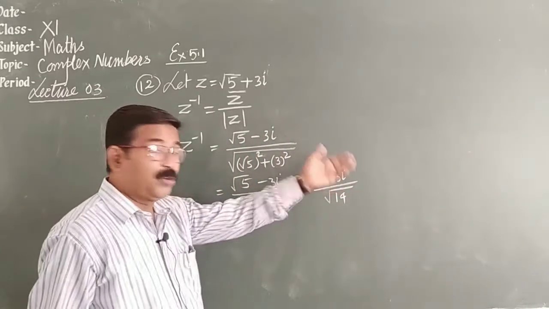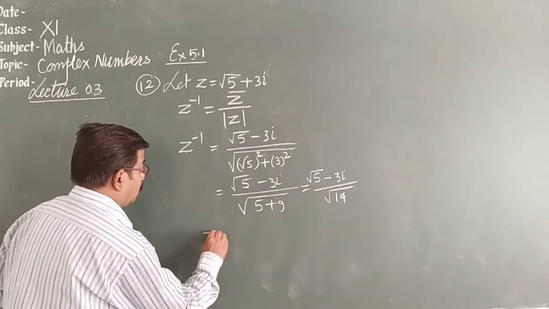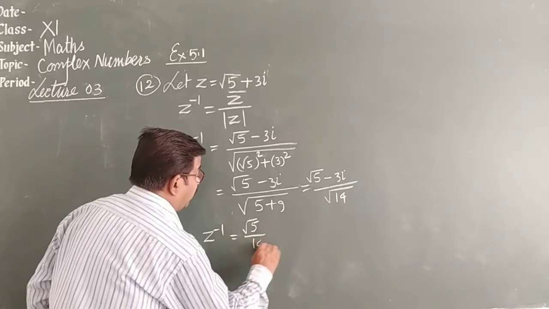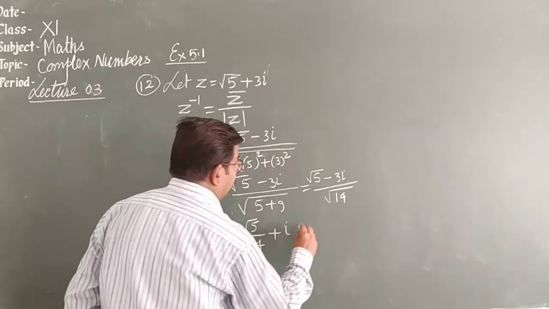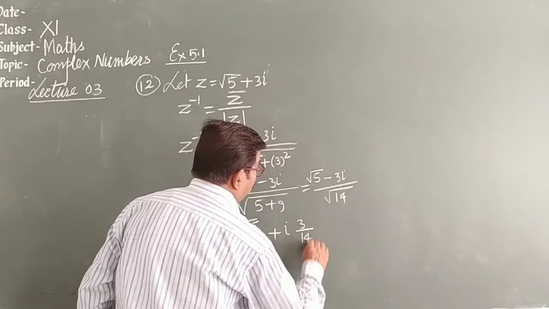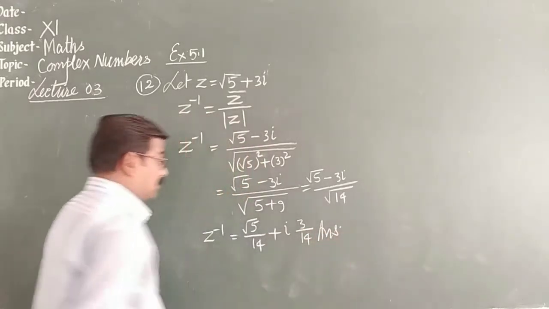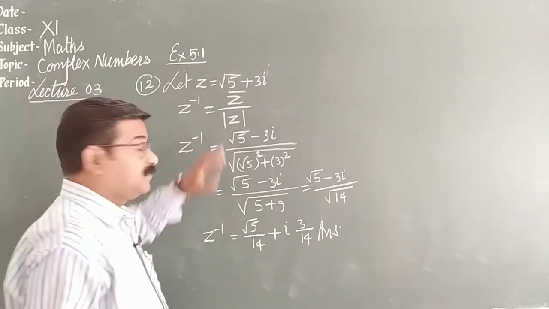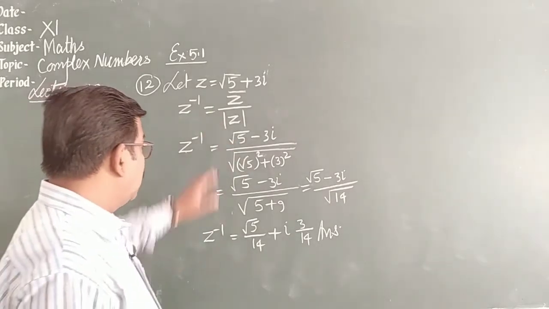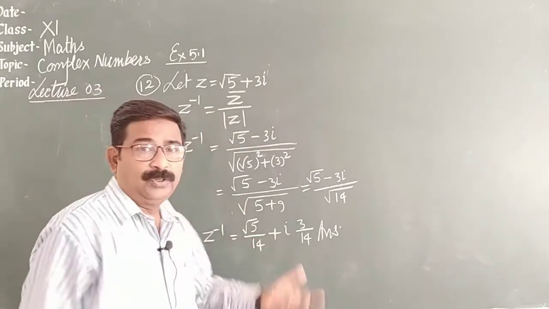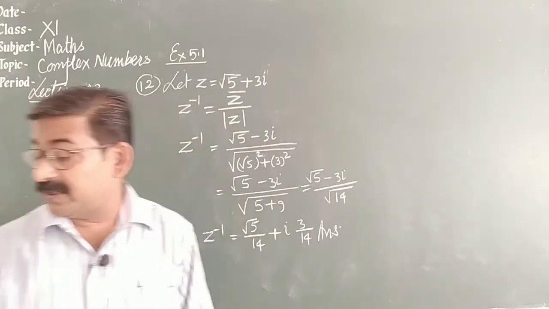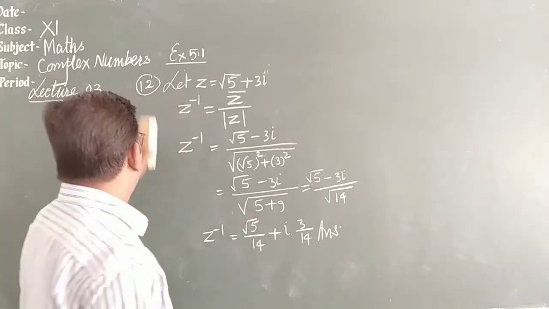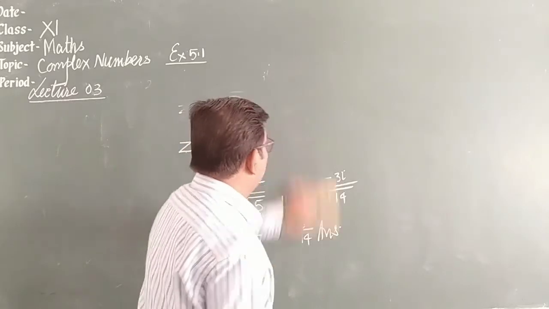So divide this by root 14 into two terms. We have z inverse is equal to root 5 upon 14 plus i times 3 upon 14 is the answer. Got it? So you have to learn this formula, and after that simply put the values and you can get the answer, which is the inverse of a complex number. One more is there, a simple one.